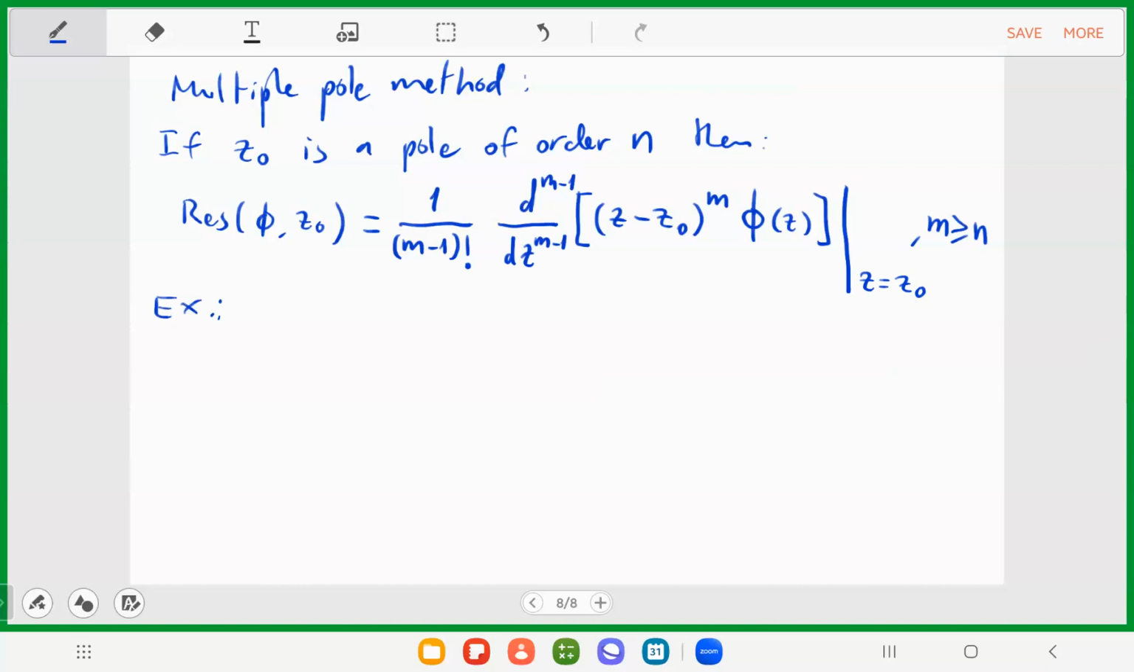Okay, so let's see this example. Let's find the residue of sin z divided by (z minus pi) cubed at z equal pi. Okay, what is the singularity at z equal pi? What do you think?